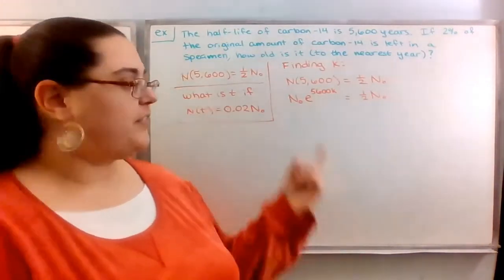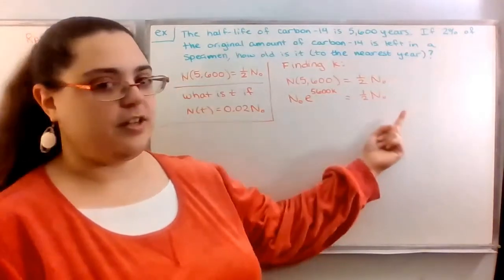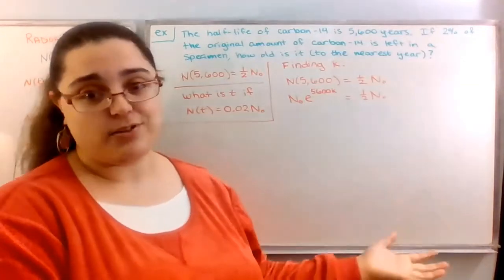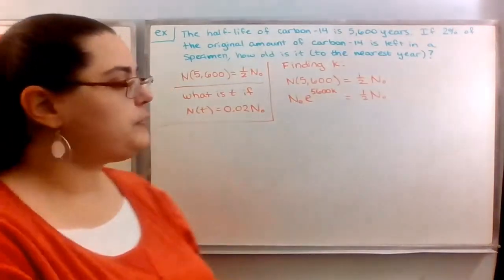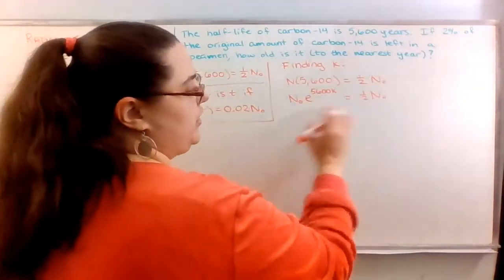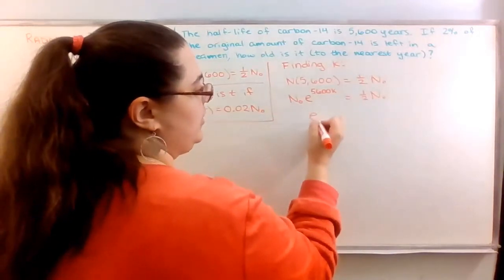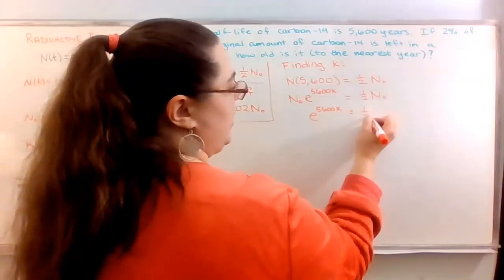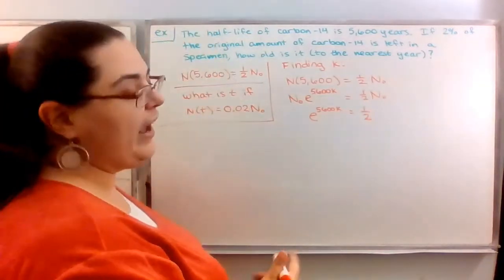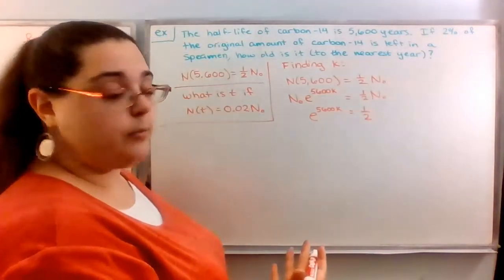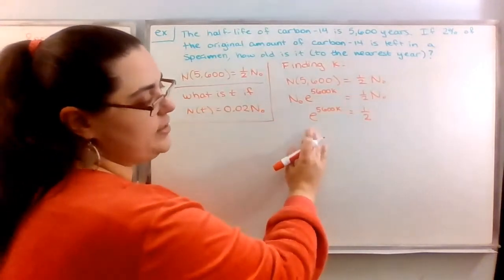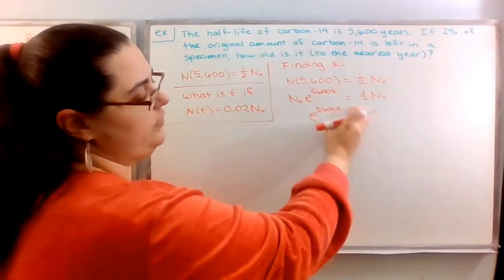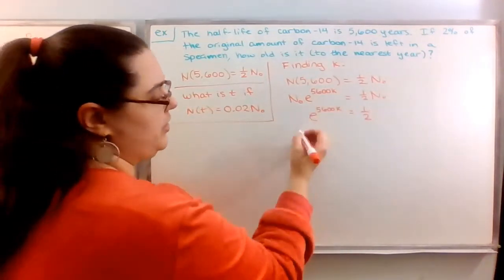Now, notice that we have N naught on either side of this equation. So we can divide by N naught because we're assuming we started with more than 0 of carbon-14 here. So we're going to divide both sides by N naught, and that will give us e to the 5,600 K is equal to 1/2. This is a logarithmic equation that we can solve. Let's solve it by writing this in logarithmic form. So we have log base e of 1/2 equals 5,600 K.